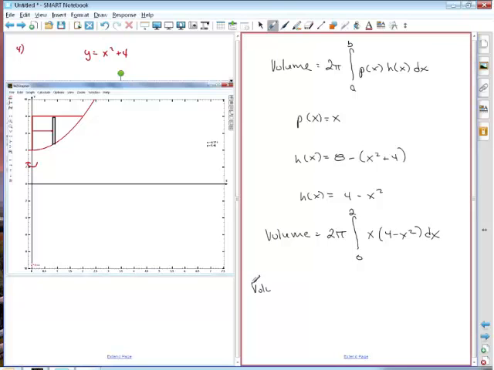Before we integrate, we multiply out terms, so we just have individual polynomial expressions, instead of trying to use the chain rule or something like that, which we could do, but it's easier just to multiply it out. So we get 4x minus x cubed, everything times dx.